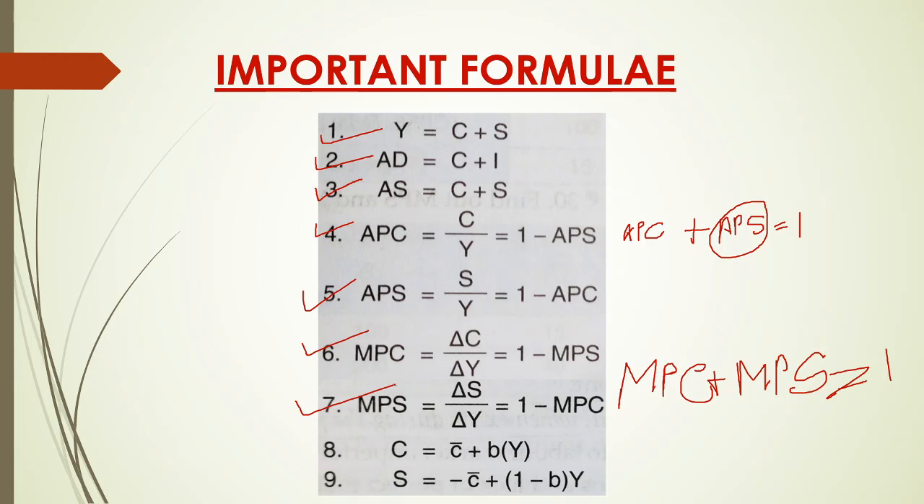Number 9 is S equal to, this is the saving function. So minus small c bar, so the autonomous consumption part appears as negative saving here, so here it will be minus, plus 1 minus B Y. 1 minus B means MPS. If MPC is equal to B, then 1 minus MPC is equal to MPS. So 1 minus B is MPS, Y is income.